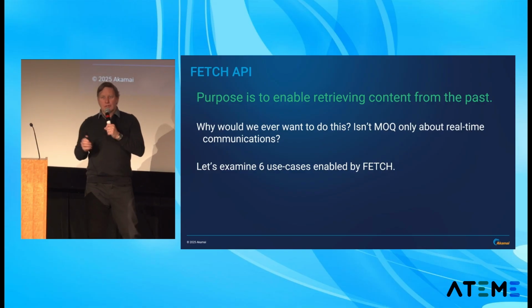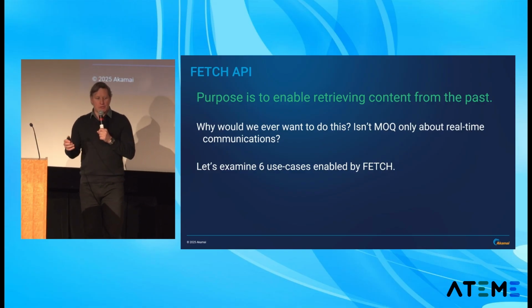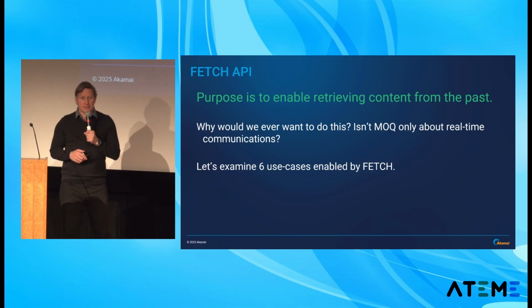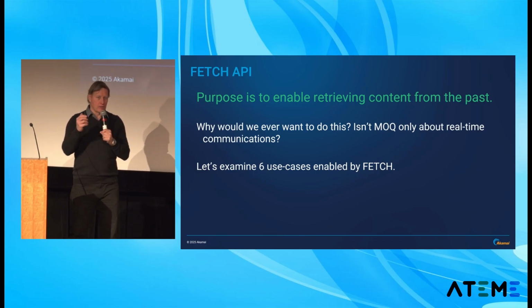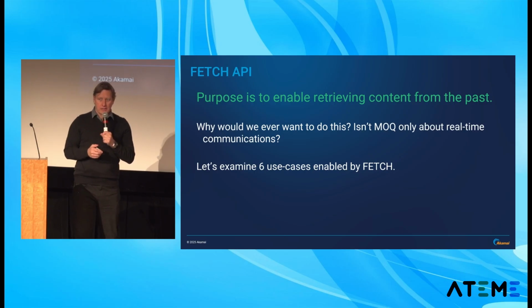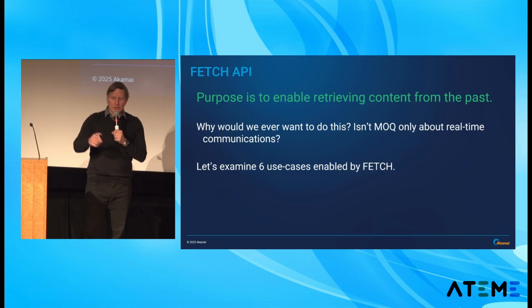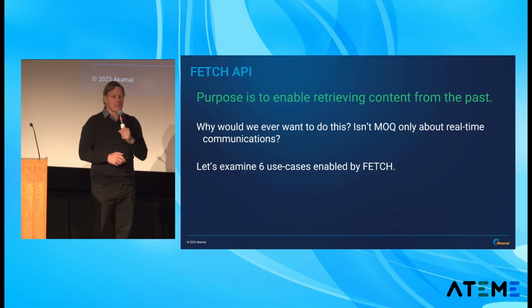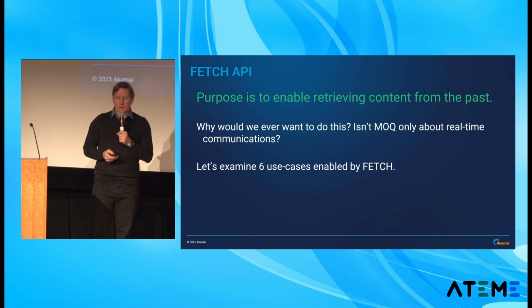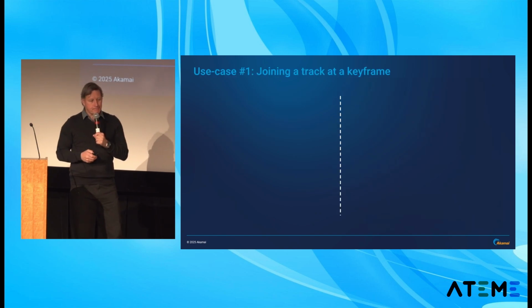So the bulk of the talk today is a focus on fetch. And the purpose of fetch is to retrieve objects from the past, not the live edge. And a lot in the MoQ community say, well, MoQ is all about real-time media. And this is true. It has a capability to be very good at real-time media. But I want to talk today about 6 use cases where we actually want to fetch things from the past and why these might be useful for MoQ to be good at.